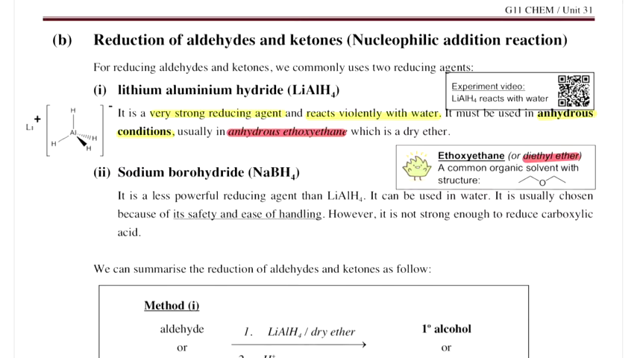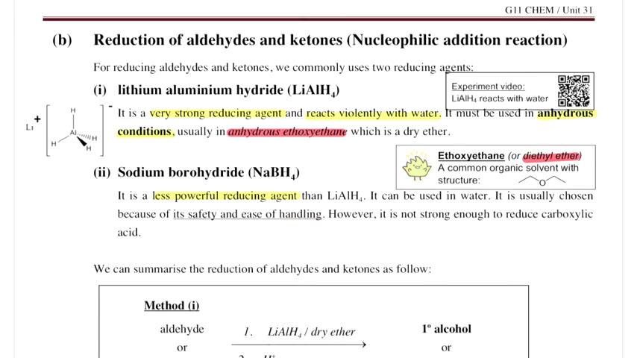And then let's move on to the second type. The second type is called sodium borohydride. Again, we have a sodium cation and then a complex ion formed here. Sodium borohydride is a less powerful reducing agent than lithium aluminium hydride, so we can use it in water. We can actually react with sodium borohydride in aqueous solution. For that reason, we often choose it because we can handle it safely in the lab.